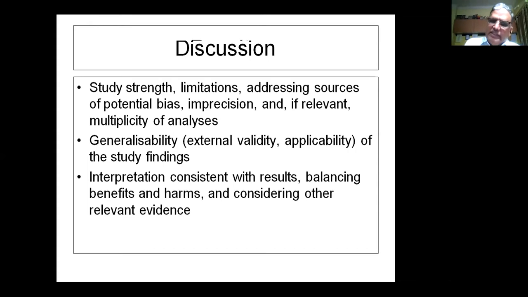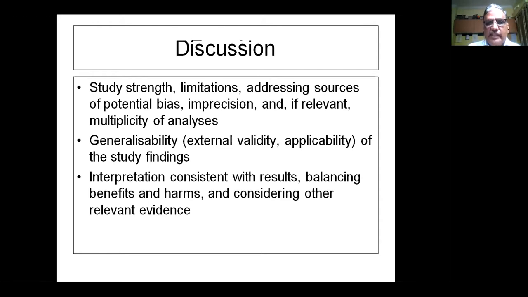Coming to the discussion, you start with the overall interpretation of your results, then talk about the strengths of the study and limitations of the study, addressing sources of bias and imprecision, and if multiple analyses are done, how the p-values have been adjusted or not. And then, if the study methodology is good and there are no biases, that means the study is internally valid. There is no threat to the results of the study.